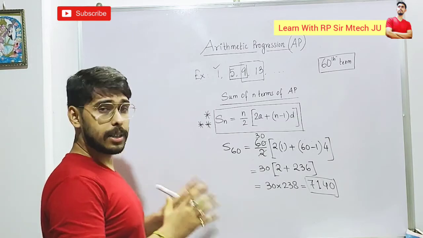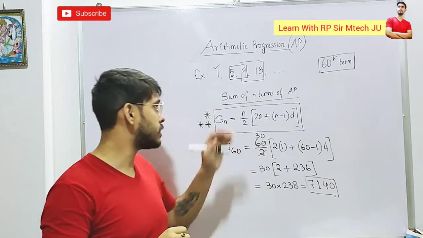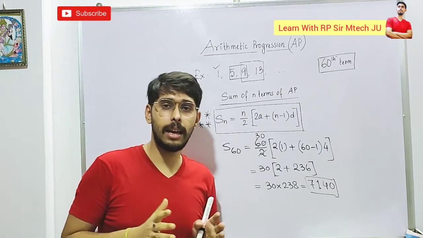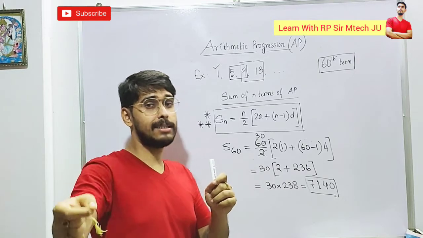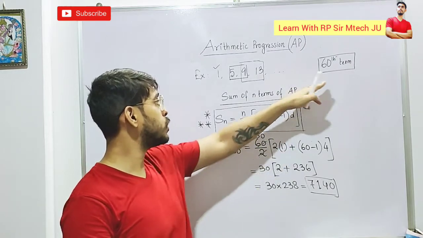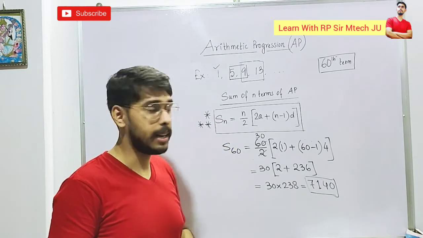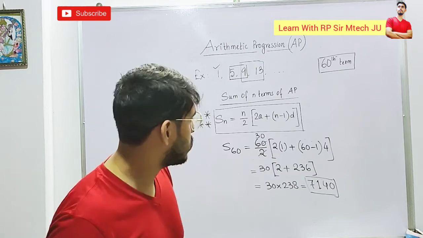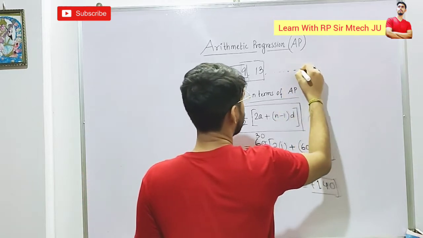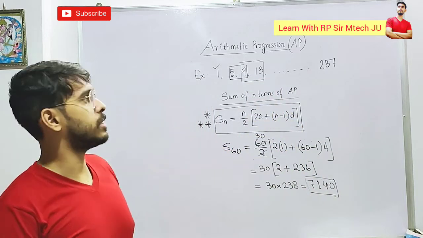Now there is another formula which is important, but it has a restriction for the sum of n terms of an AP. The restriction is that if you get any arithmetic progression such that the last term is known to you, if the last term is known to you, then you can take another formula, and this one is even faster. So what is the thing? Let's say in this the last term is 237, right? 237, the last term.